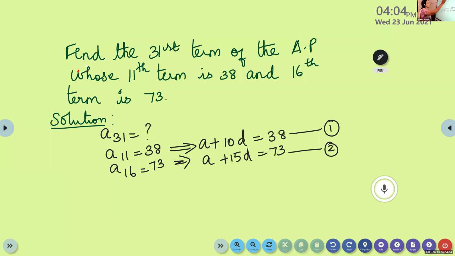Now we have to solve these two equations. We have two linear equations, isn't it? The power of the variable is 1. We have learned solving linear equations. We can use the elimination method. Suppose I subtract equation 1 minus 2. Subtract means we change the sign, so plus a minus a will get cancelled. So we'll get 0. 10d minus 15d.